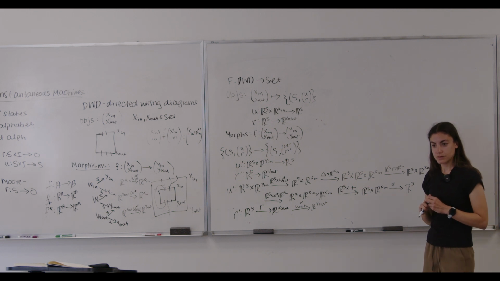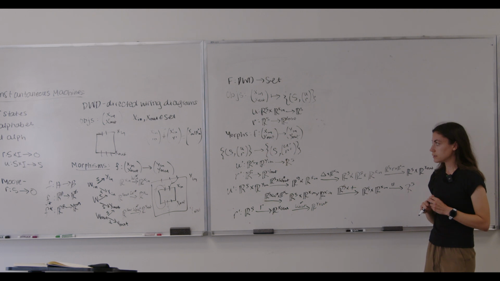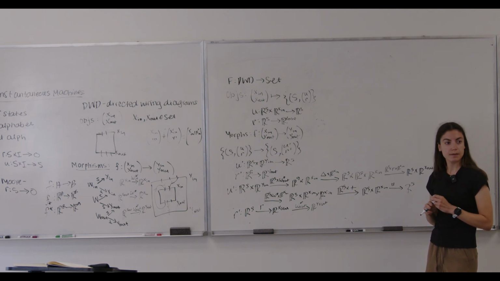Sorry if I missed this. No, you're good. Are you saying that any functor from DWD to Set will have this? This is a particular functor. Okay. Yeah, these are special functors. And there's one for each S, right? Yes, one for each, yeah.